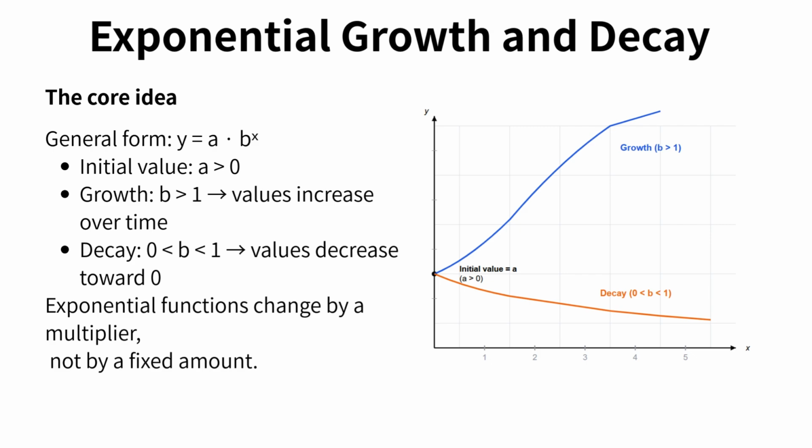One of the most important ideas here is that exponential functions change by a multiplier, not by adding or subtracting a fixed amount. That's why the curves bend. They're growing or shrinking by percentages, not by constant steps. Understanding this idea is the foundation for solving all kinds of SAT problems involving population growth, compound interest, bacteria models, and much more.